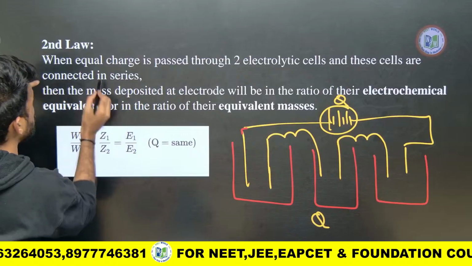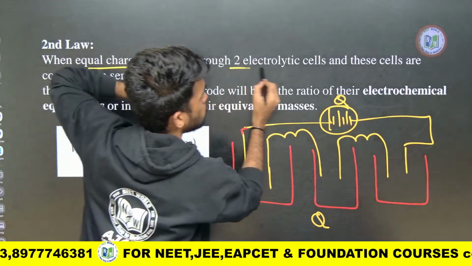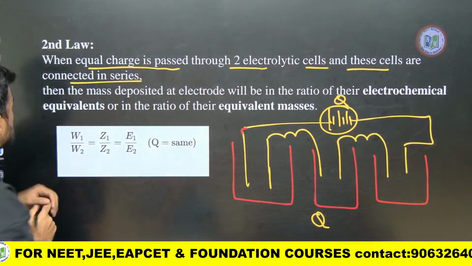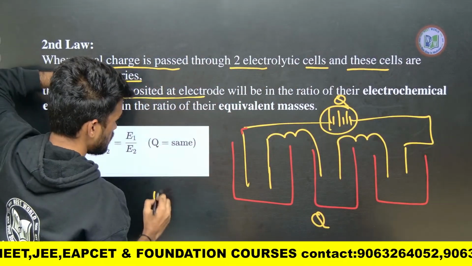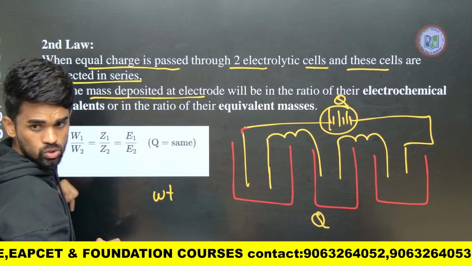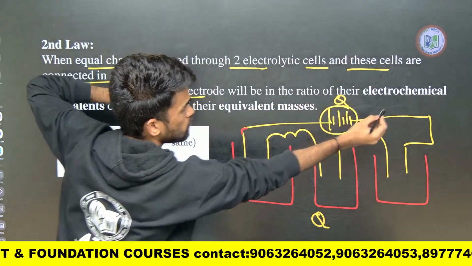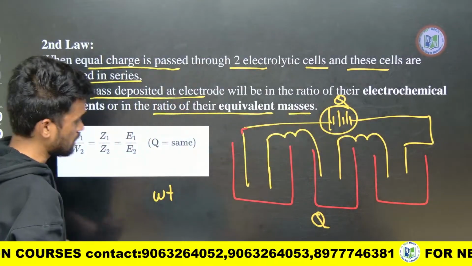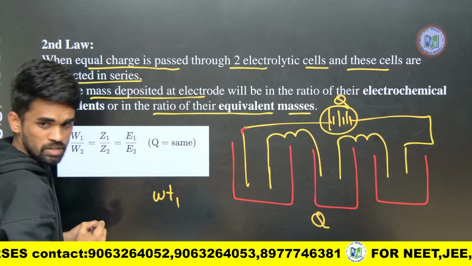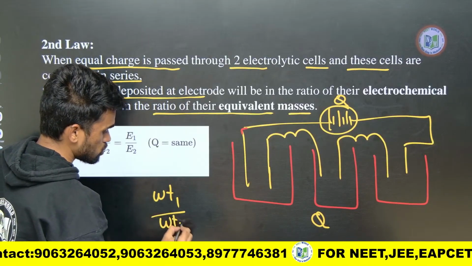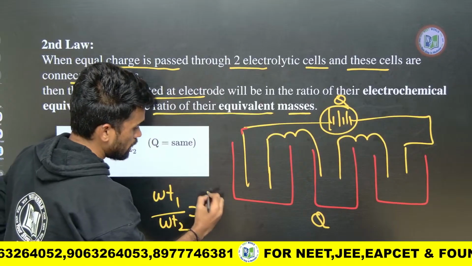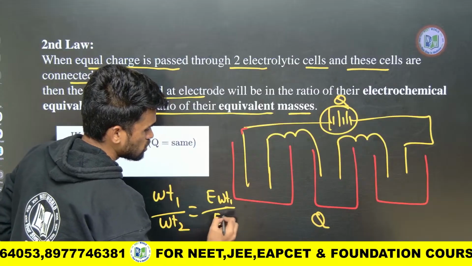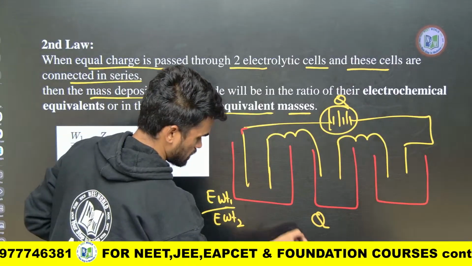Read it once. When equal charges are passed through 2 or more electrolytic solutions, with the cells connected in series, then the mass deposited at an electrode will be in the ratio of their electrochemical equivalents, or in the ratio of their equivalent masses. It means the weight of substance deposited 1 and the weight of substance deposited 2 will be equal to equivalent weight of 1 by equivalent weight of 2. This is easy to understand, just wait for some time, I will tell you.